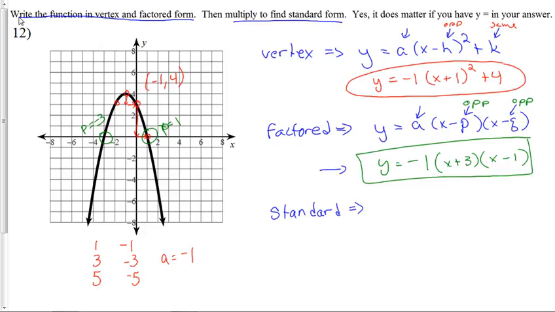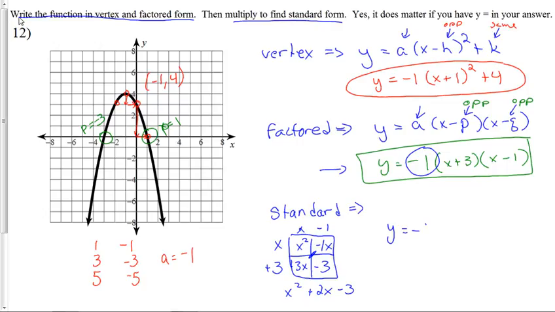Now to find standard form, we're just going to multiply out. I'm better at this one, so that's what I'm going to use. X times x is x squared, x times -1, x times 3, and 3 times -1 is -3. Remember, we can combine those for 2x. And then finally, we just need to multiply by that -1. So I get y equals -1 x squared minus 2x, and then plus 3. And there's your standard form.